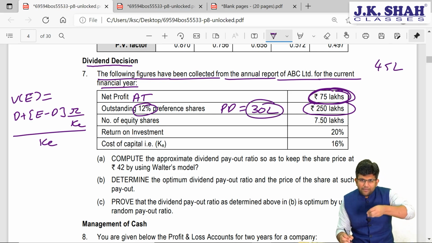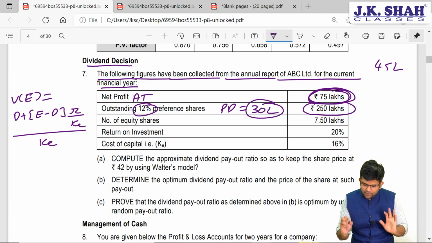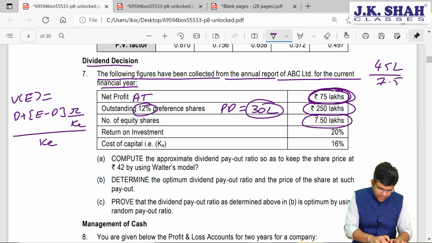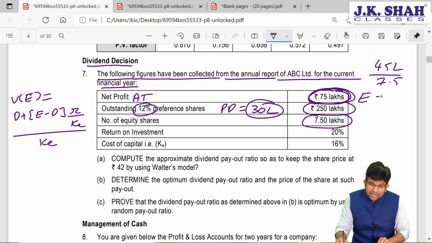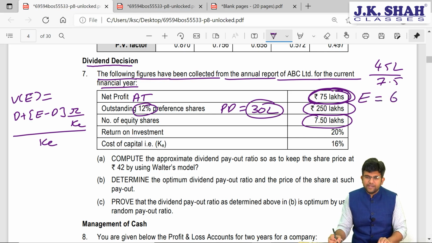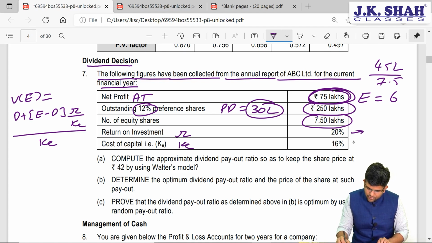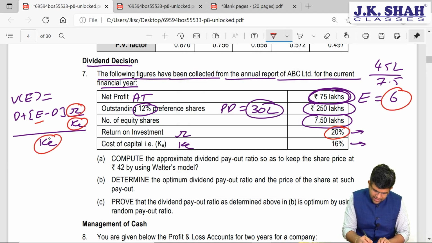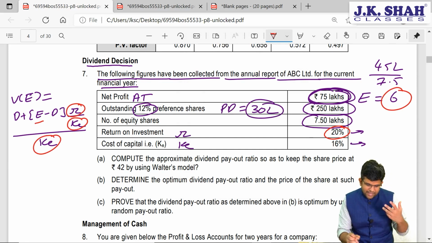You know, right? NPAT minus preference dividend gives you net profit available for equity shareholders, and if I divide by the number of equity shares, I get the EPS, that is E, as rupees 6. Everybody clear? Then return on equity, ROE, is given as 20% and KE is given as 16%. So out of this formula, we already have E, R and KE. The only things left are D or V, one of the two. If they give us one, the other we can find.